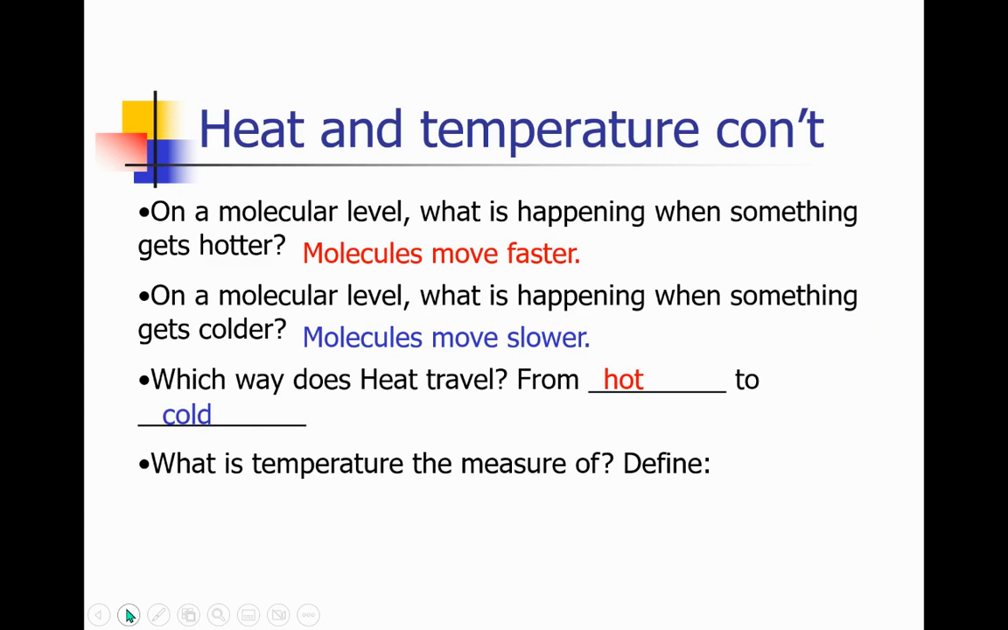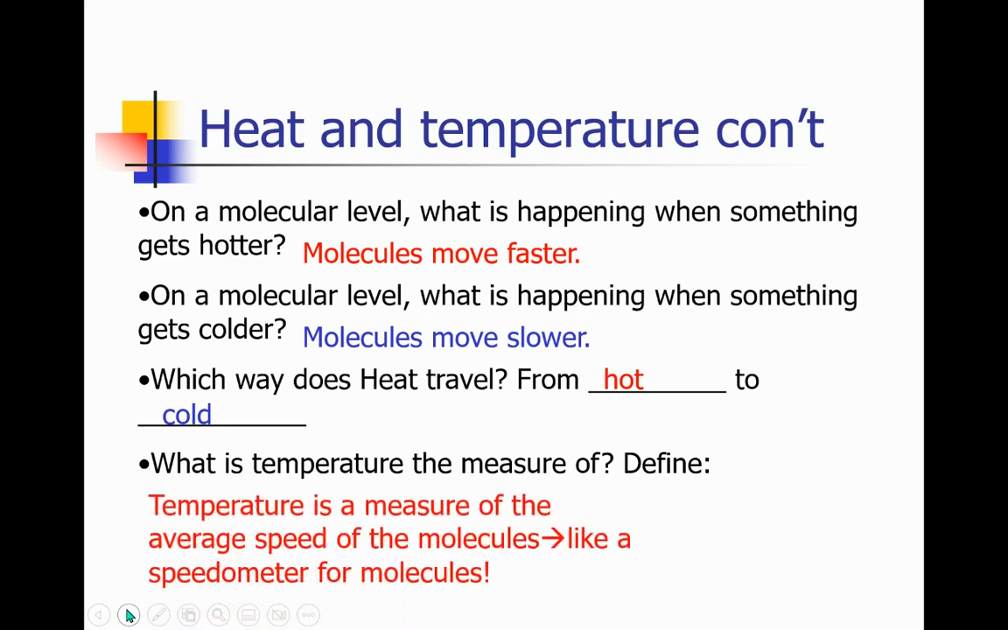So remember, heat is the transfer of energy due to temperature differences. And temperature is a measure of the average speed or average kinetic energies of the molecules. It's like a speedometer for the molecules. You need to understand the difference between heat and temperature. It's super important. So when somebody asks you, what is temperature measuring? Don't say it's measuring the amount of heat. It's not. It's measuring the speed of the molecules.